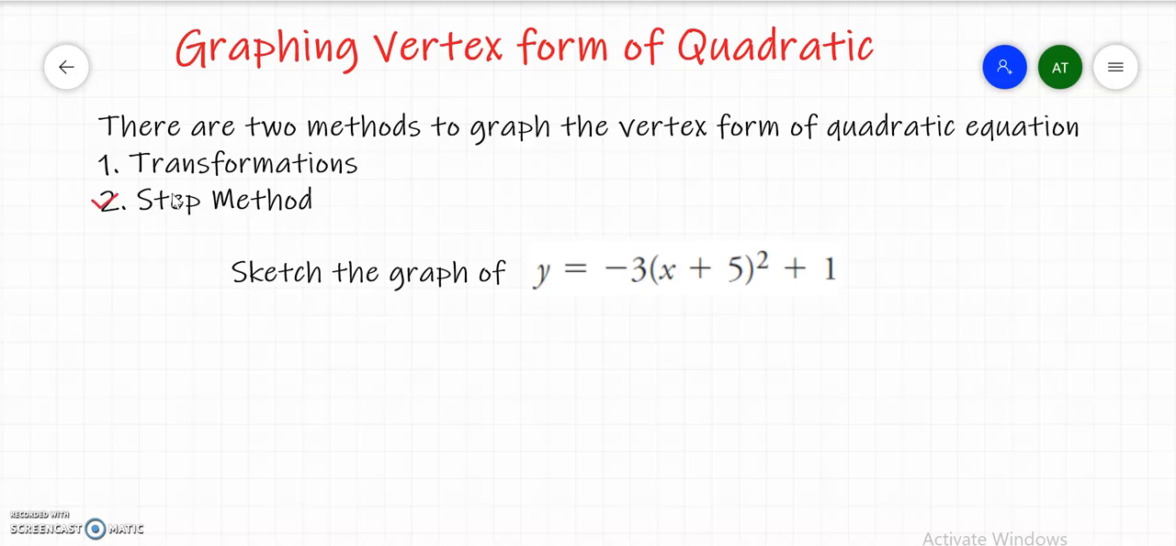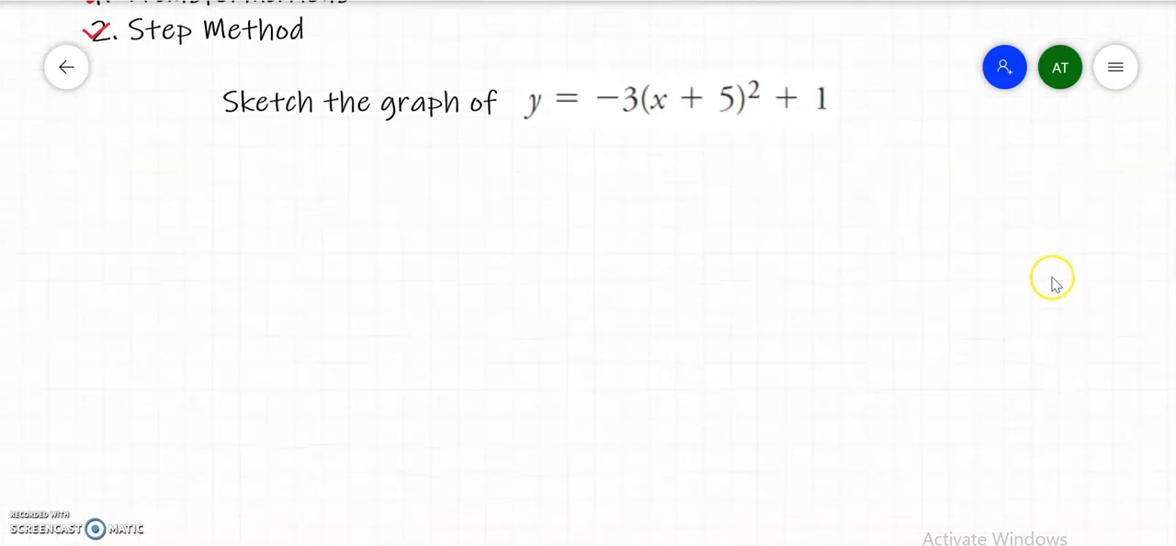In this video we are going to learn how to graph the vertex form of the quadratic equation by using the step method. In the previous video I explained the graphing of the vertex form by using transformations, and today we are going to learn the step method. Okay, let's begin.